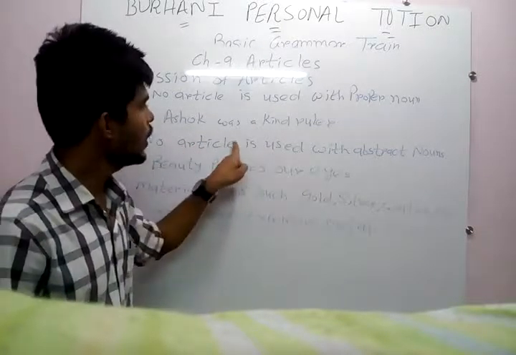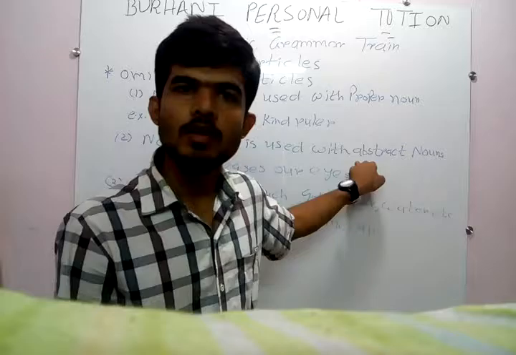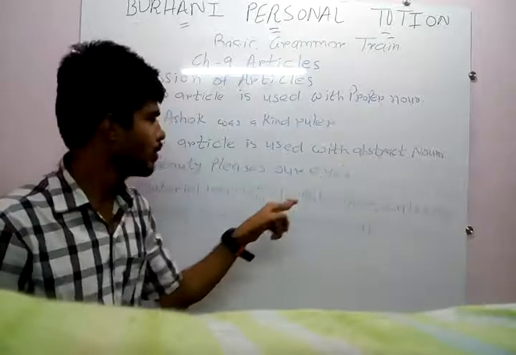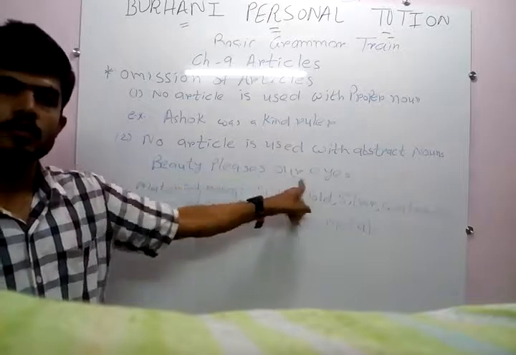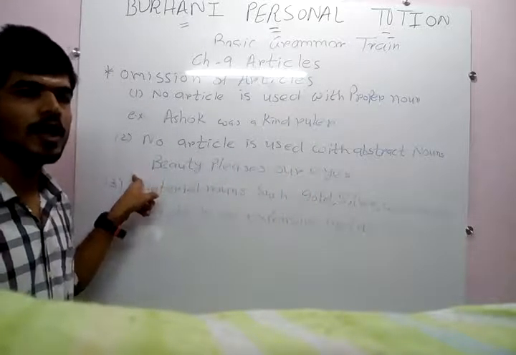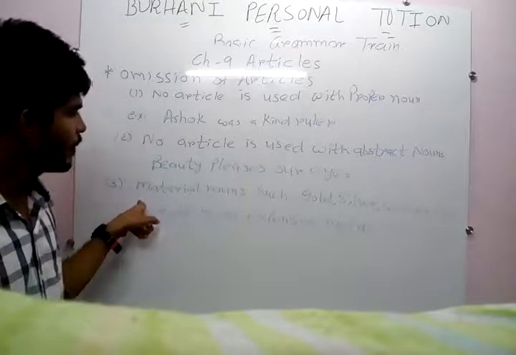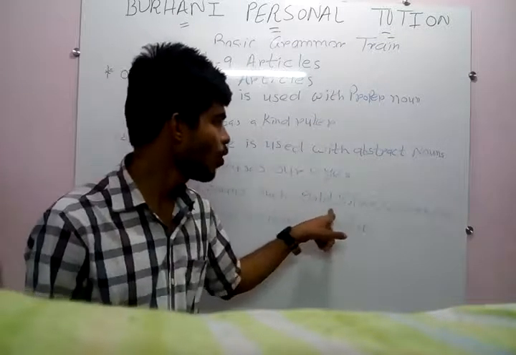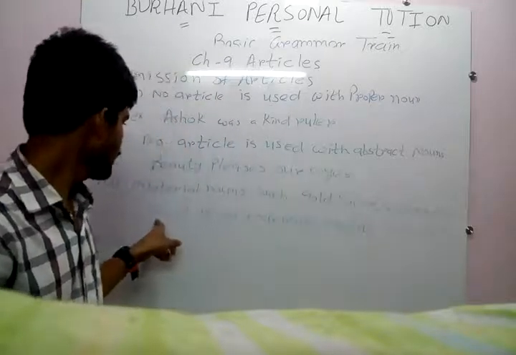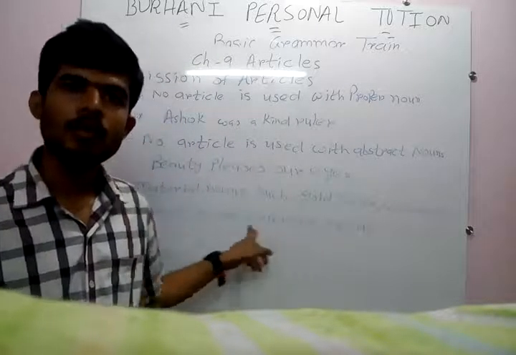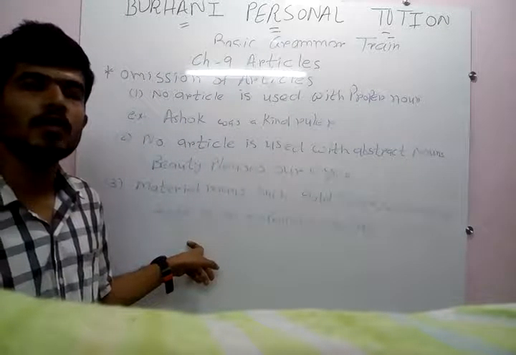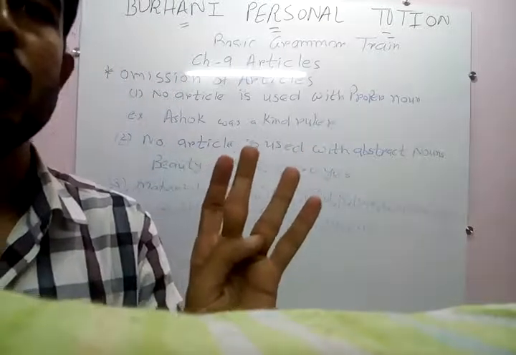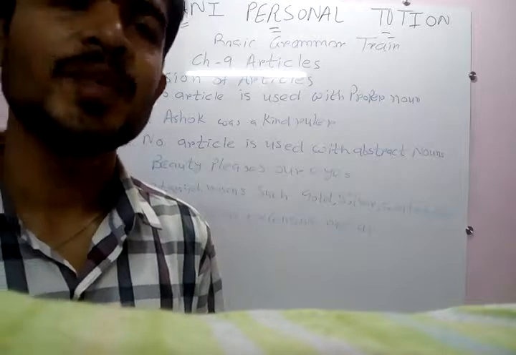Second, no article is used with an abstract noun. With an abstract noun, there is no need to use an article. For example, beauty pleases our eyes. Beauty is an abstract noun. We haven't used any article before it. Third rule, material nouns. Also don't use an article with a material noun. For example, gold, silver, water. For example, gold is an expensive metal. Here gold is a material noun. We haven't used an article before it. So for proper, abstract and material nouns, don't use an article.